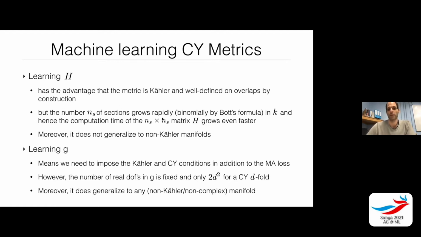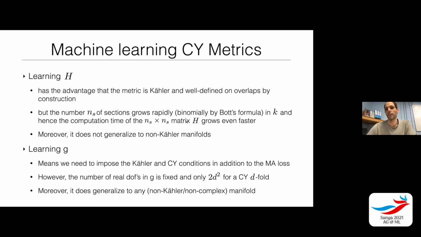But the number of these sections in S grows rapidly. In fact, due to Bott's formula, it grows binomially. Of course, when you are interested in a section basis on the Calabi-Yau, you lose some, but still it grows like a binomial coefficient. And this means that this matrix H, which is an S times S matrix, grows extremely fast.